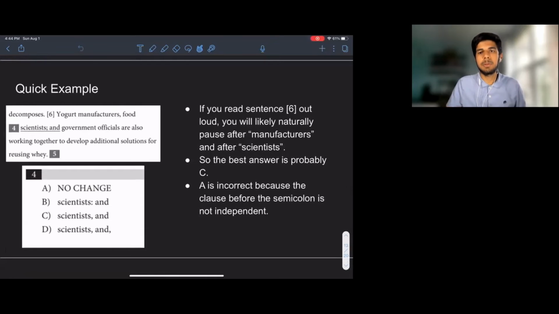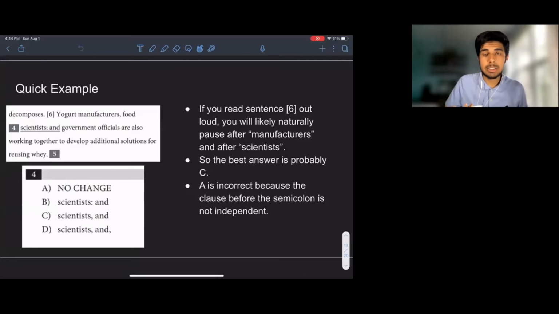So let's look at a quick example. I'll read it out loud. So it says, yogurt manufacturers, food scientists, and government officials are also working together to develop additional solutions for reducing whey. And if we look at question 4, the words that are underlined, we're choosing between different types of punctuation. So I'll read the sentence out loud again and see where I naturally pause. Yogurt manufacturers, food scientists, and government officials are also working together to develop additional solutions for reducing whey.